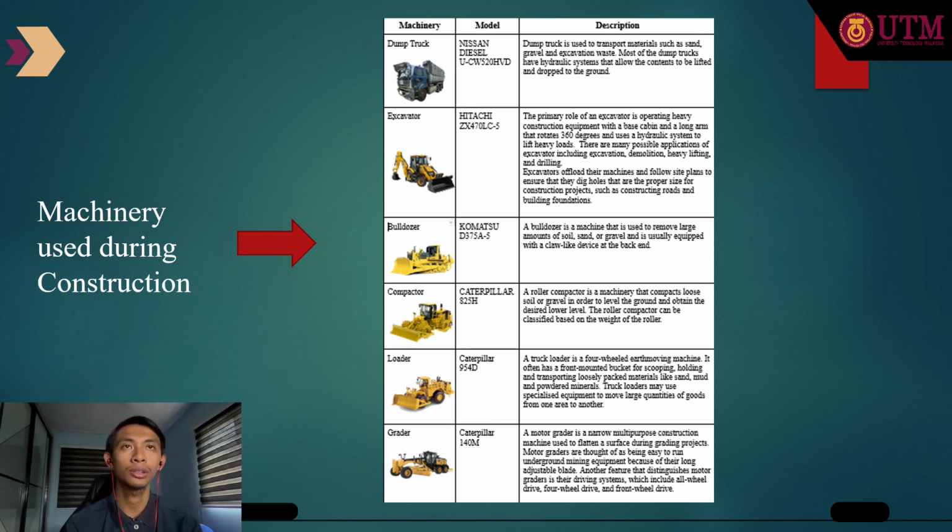We have selected 6 types of machinery, which are dump truck, excavator, bulldozer, compactor, loader and grader. The model for the dump truck is Nissan Diesel UCW 520 HVD, and for the excavator is the Hitachi ZX 470 LC-5. For the bulldozer it is Komatsu D375A-5, for the compactor Caterpillar 825H, for the loader Caterpillar 954D, and finally the grader is the Caterpillar 140M.